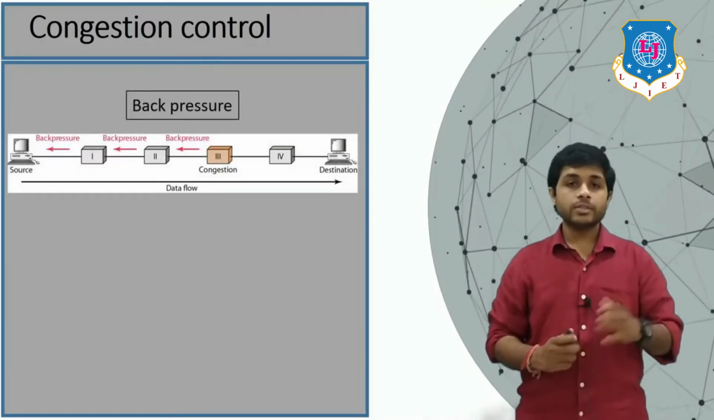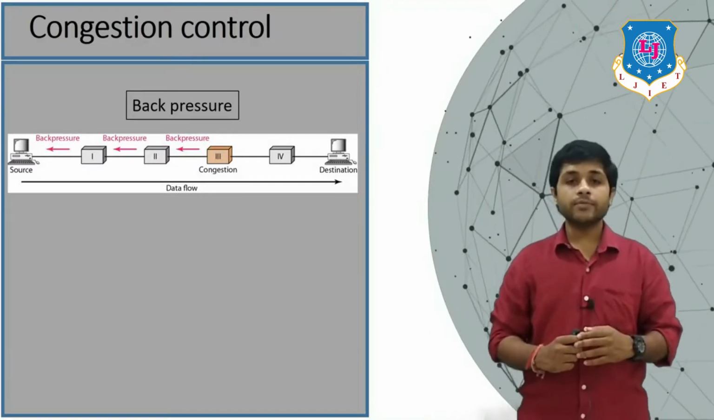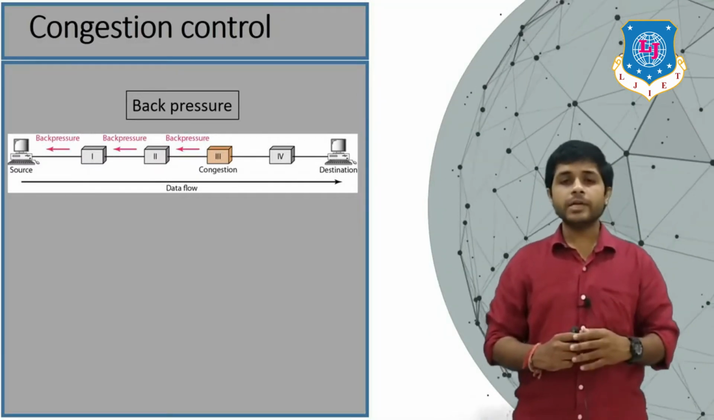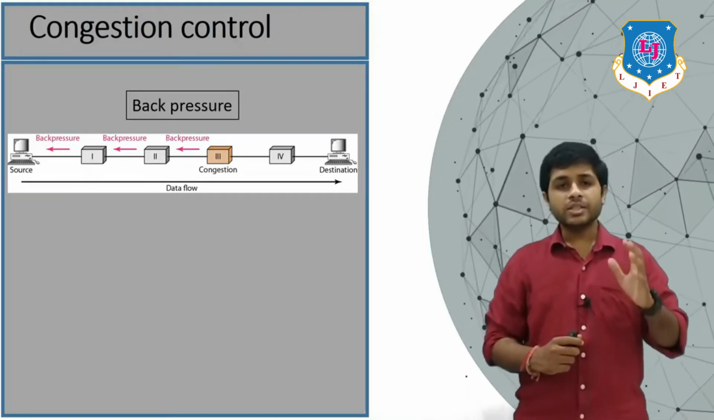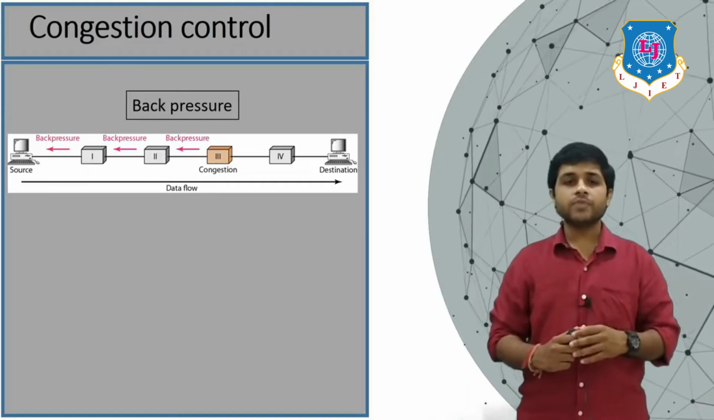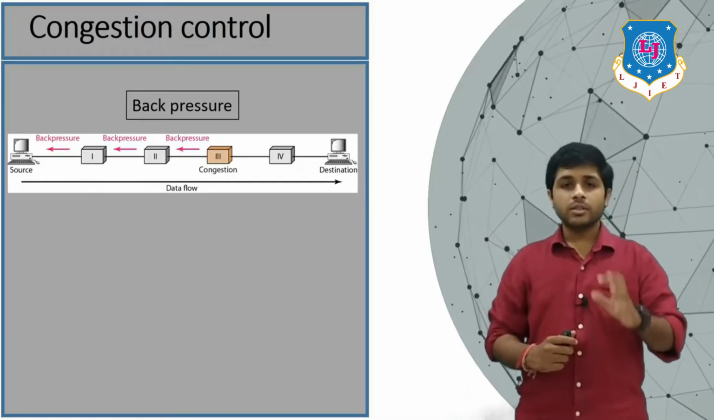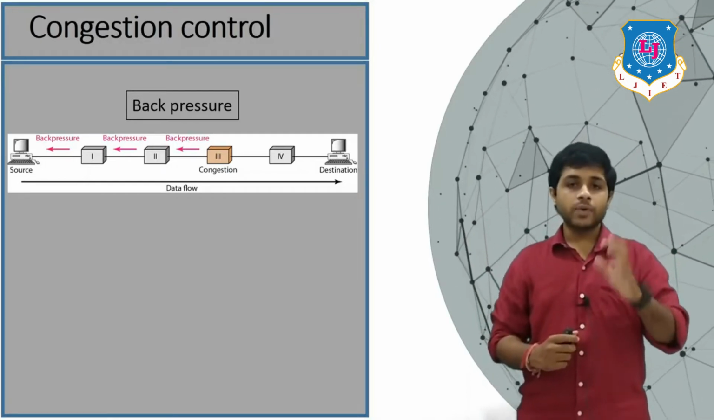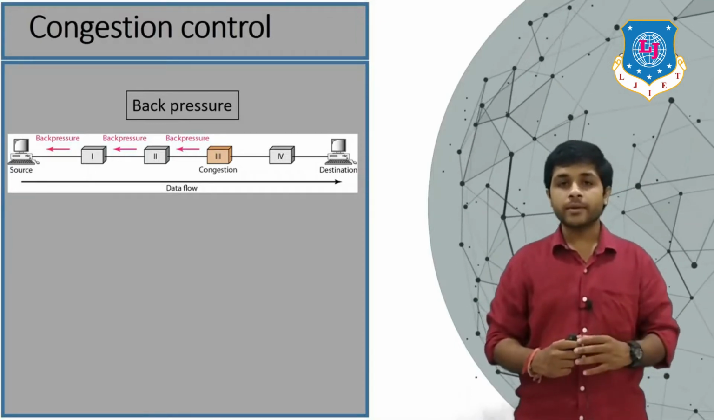So as you can see in this figure, there are two devices which are communicating with each other, and there are 4 intermediate devices which you can see on the screen. Now suppose each and every device is working on some particular frequency, and because the device which is colored in brown is working very slowly, it becomes congested very quickly.